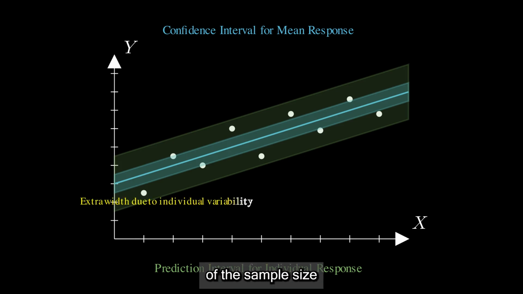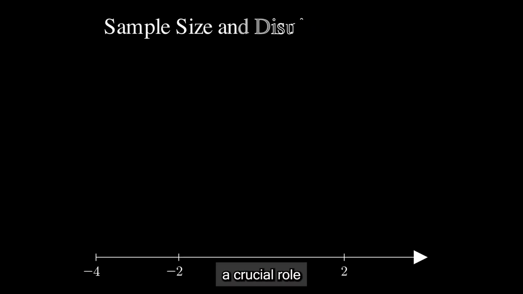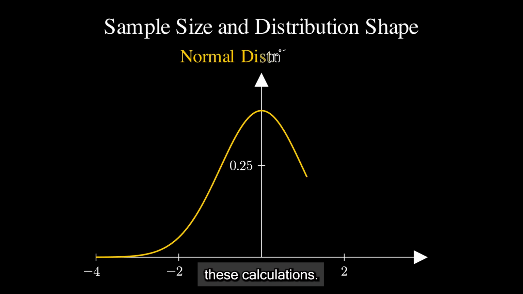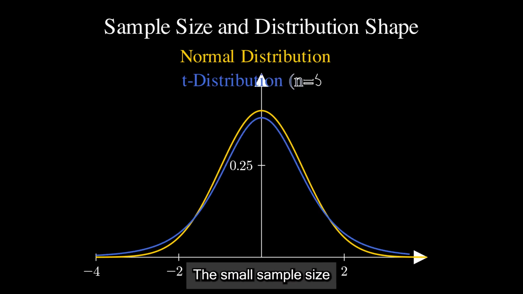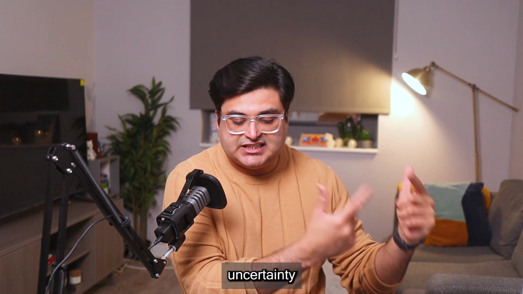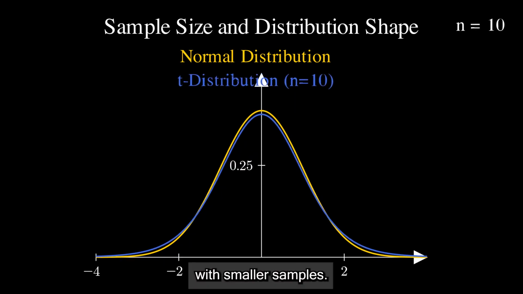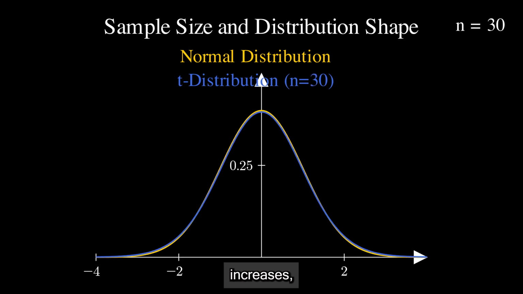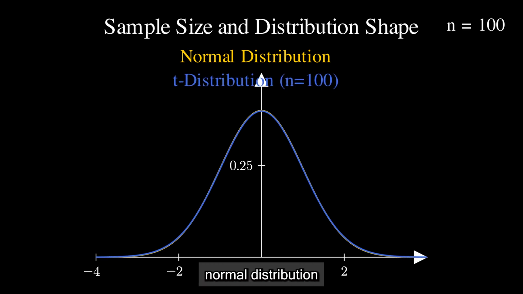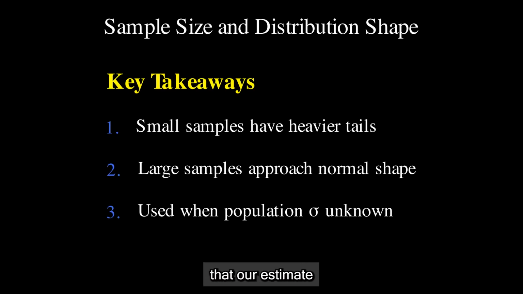So what is the role of the sample size in our overall discussion? Well, sample size plays a crucial role in all of these calculations. With a small sample size, we use the t-distribution rather than the normal distribution because it has heavier tails, reflecting the additional uncertainty with smaller samples. As our sample size increases, the t-distribution approaches the normal distribution and our confidence intervals become narrower. The theory also tells us that our estimate becomes more precise with a larger sample.